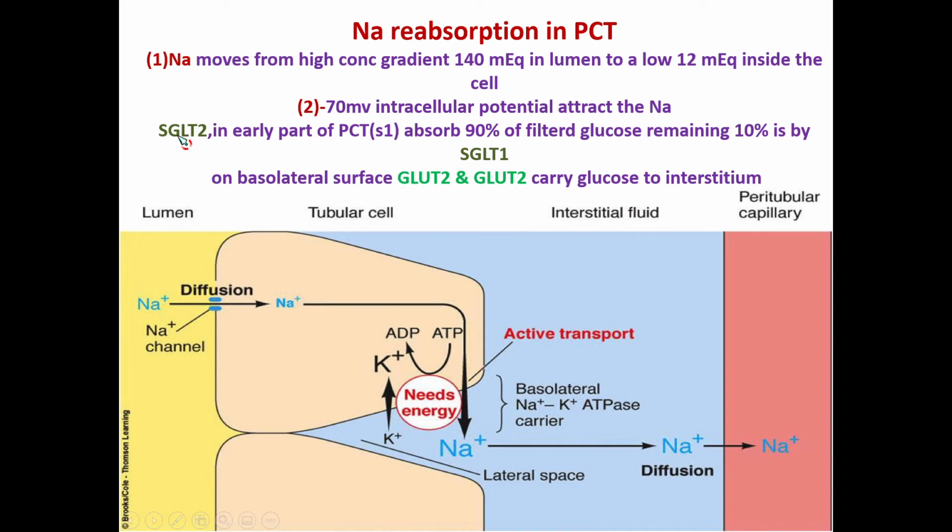Sodium goes along with the glucose. We will see later how the glucose is reabsorbed. Sodium and glucose, both of them are going to be reabsorbed in the same way. So the first part reabsorbs 90% of the filtered glucose, and the remaining 10% is reabsorbed by sodium glucose transporter 1, which is present in the last part of the PCT. On the basolateral surface, although it's not shown here, we'll move to the next slide. We have the glucose transporter 2, which will carry the glucose to the interstitium.